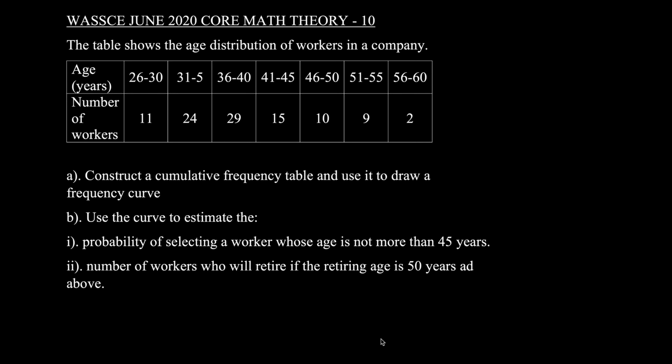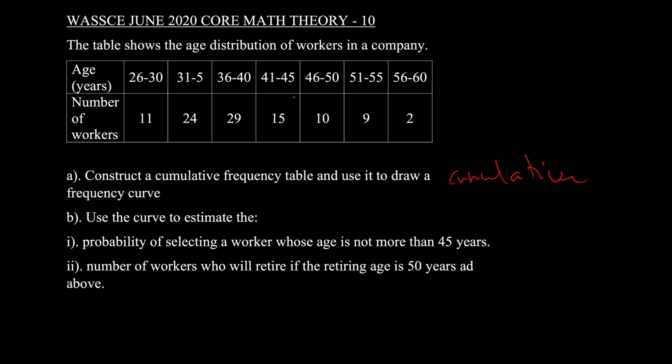In today's video, we'll be solving question 10 of the 2020 June WASSCE Core Maths Theory questions. Question 10: the table shows the age distribution of workers in a company. A, construct a cumulative frequency table and use it to draw a cumulative frequency curve.